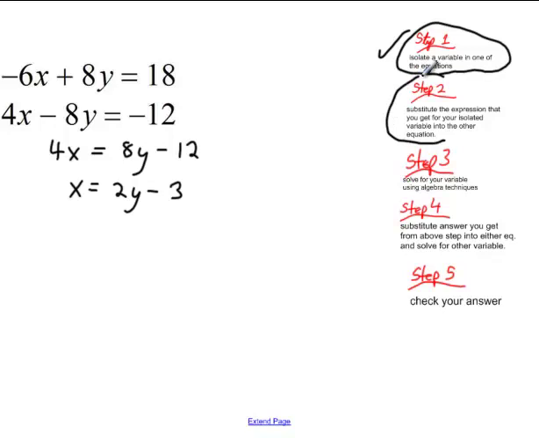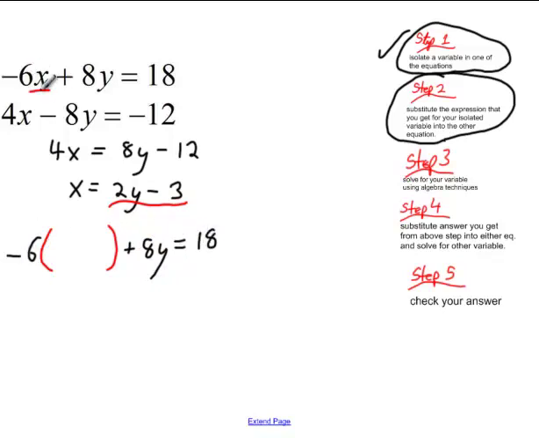Now I'm on to step 2: substitute that variable into the other equation. So I'll put this in red. I'm going to write the other equation down here. So negative 6, put red parentheses, plus 8y is equal to 18. Well, this is negative 6x from here, but instead of that, I'm going to substitute in the expression that you get from the isolated variable into the other equation. So the expression is this, the 2y minus 3. And now I'm going to go through my algebraic techniques to solve for this.